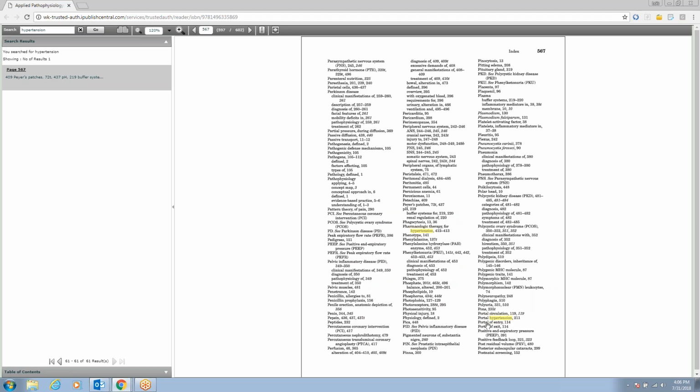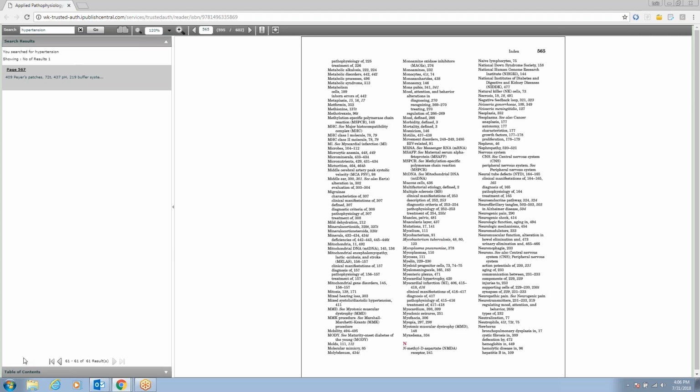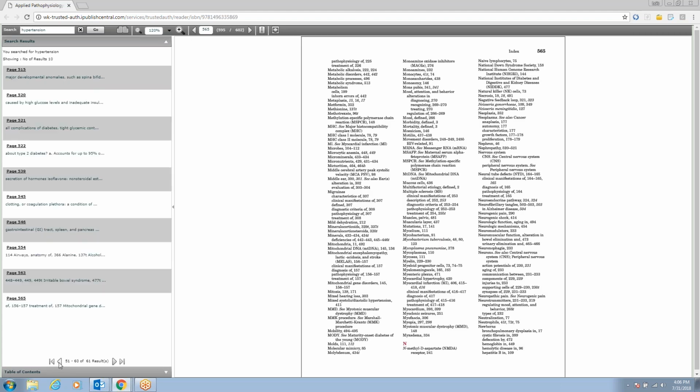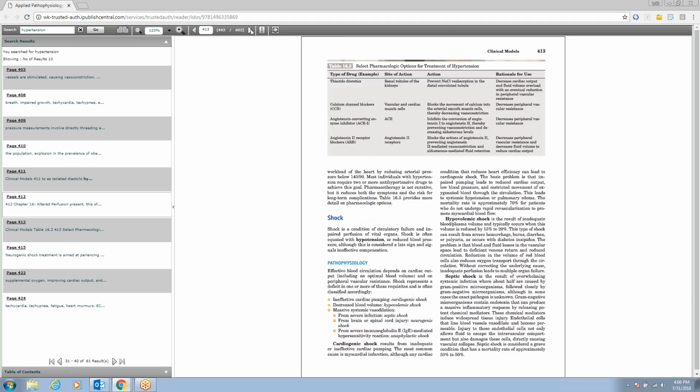And it looks like most of the hypertension is around 412. There's quite a bit. I guess that's the most of it, about 412. So let's go and try to find that in here. Because all I'm doing is finding out, is it a clinical model or is it something I can do for my paper? So here's all about hypertension. Look a little bit more here. There's shock.